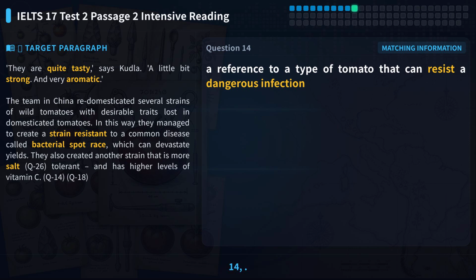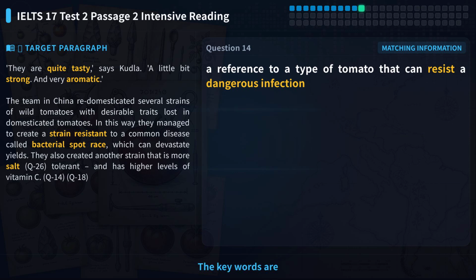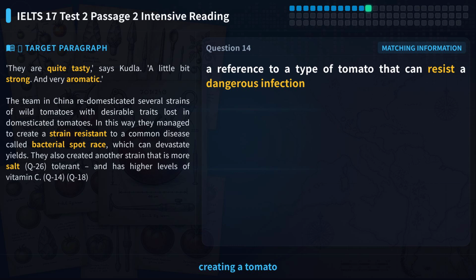Let's look at question 14. It asks us to find a type of tomato that can resist a dangerous infection. The key words are resist and dangerous infection, and we are looking for a tomato type. Paragraph C mentions creating a tomato strain resistant to bacterial spot race. So the answer to question 14 is C.